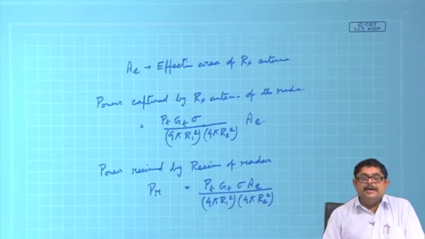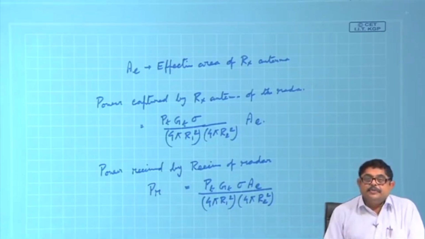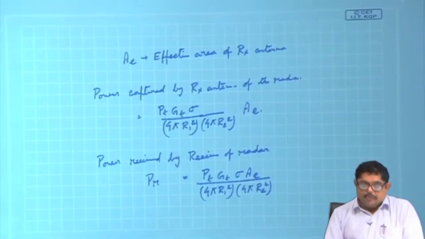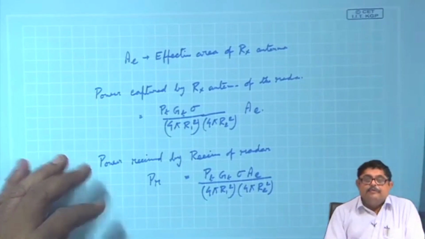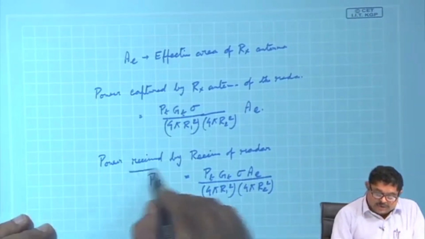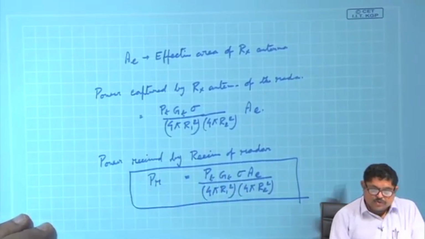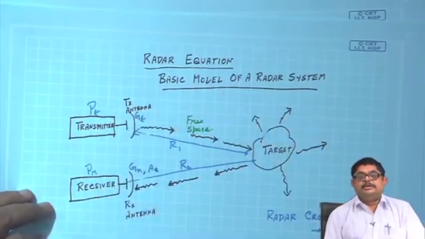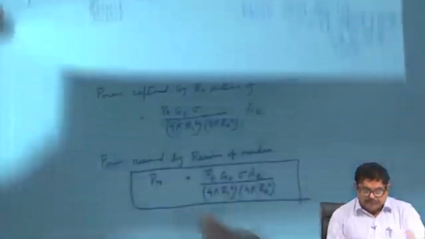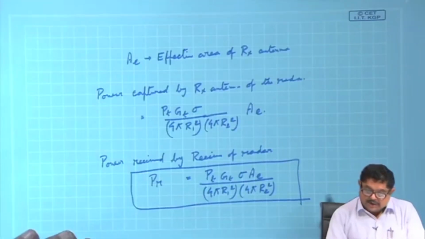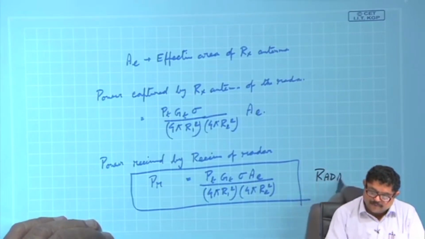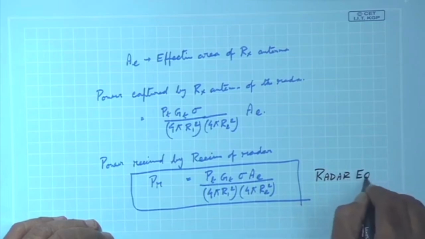So, you see now mathematically everything is related. This is the radar range equation. People can further manipulate this, but this is basically the radar equation, because this expresses what this whole block diagram expresses. So, this is the physical model, and this is the mathematical model of the radar. This is called the radar equation.